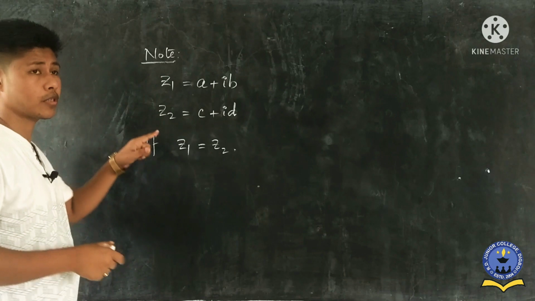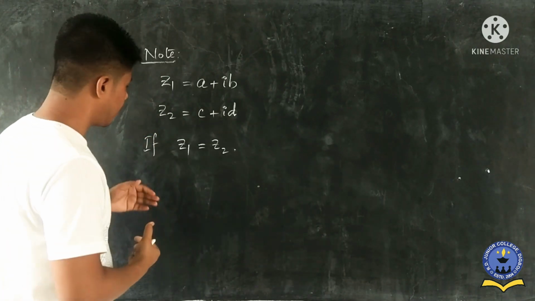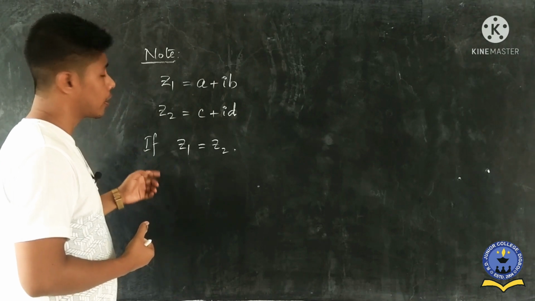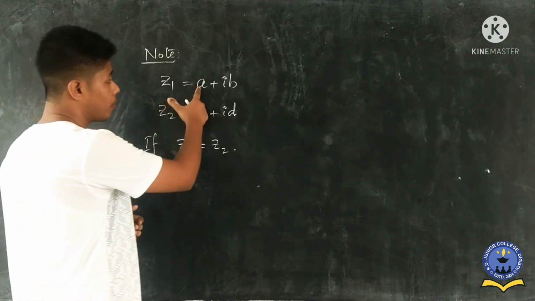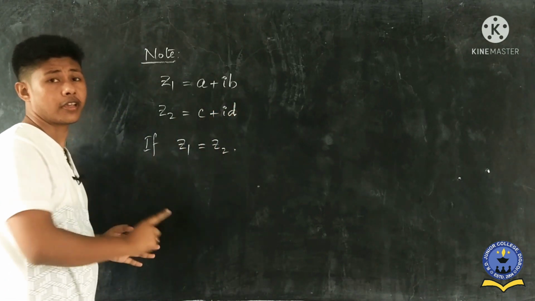The complex numbers are equal only when the real part is equal to the real part, as well as the imaginary part equal to the imaginary part.